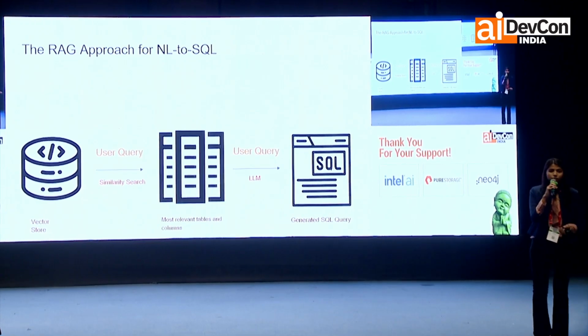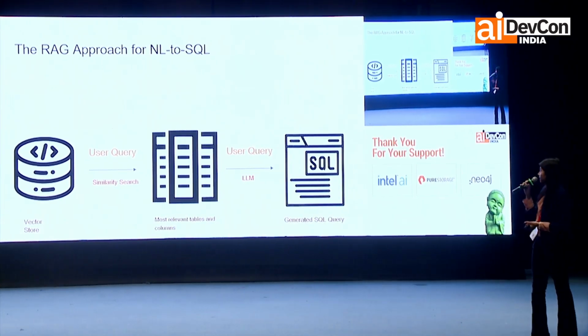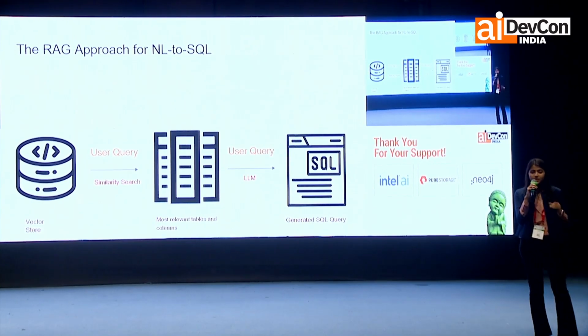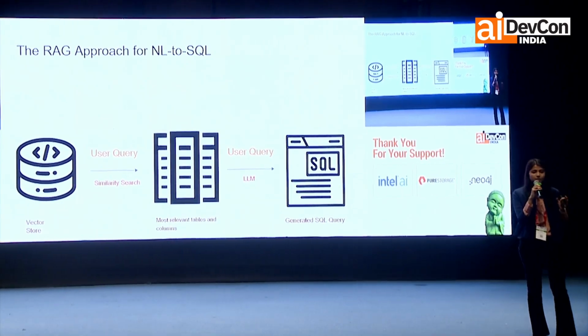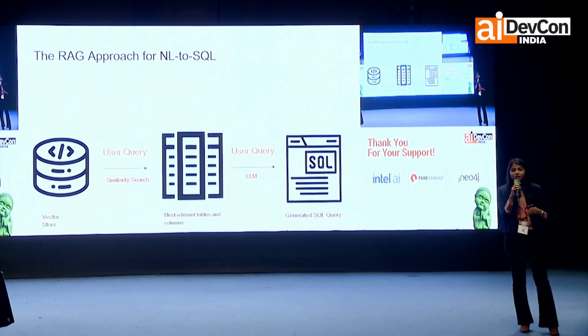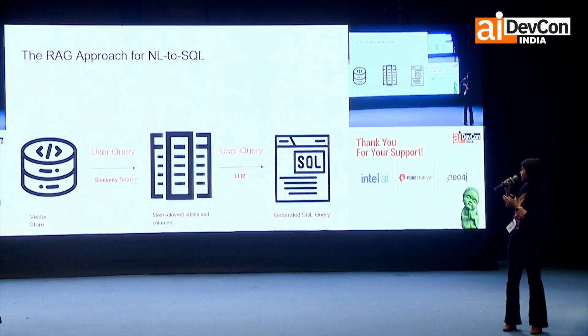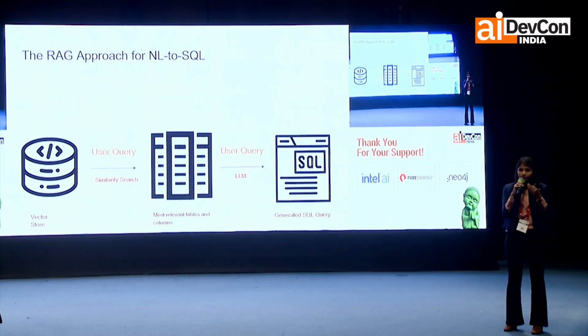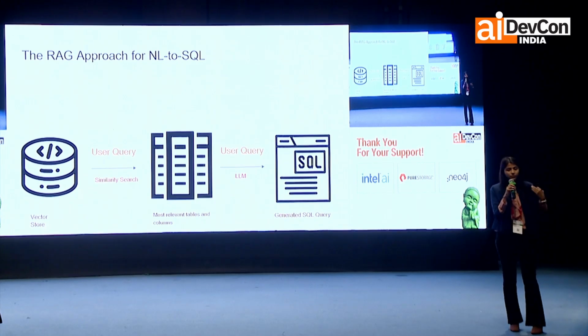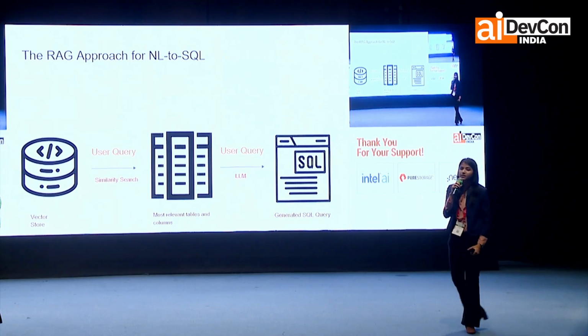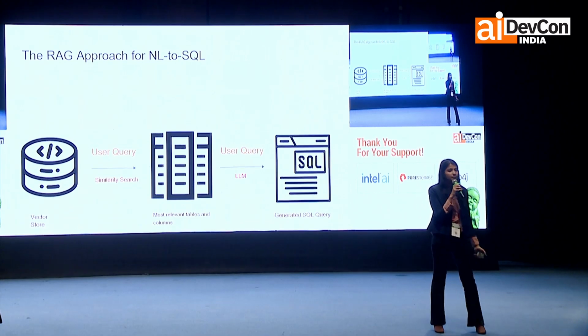That's what we thought of doing here also. We embedded the database schema in a vector database. This schema had table names, table descriptions, column names, column descriptions, their relationships, etc. Once embedded, based on the user query, the most relevant tables and columns were fetched, and then the LLM created the SQL query using those relevant tables and columns. So now the LLM is only dealing with relevant tables and columns, not with the complete database.